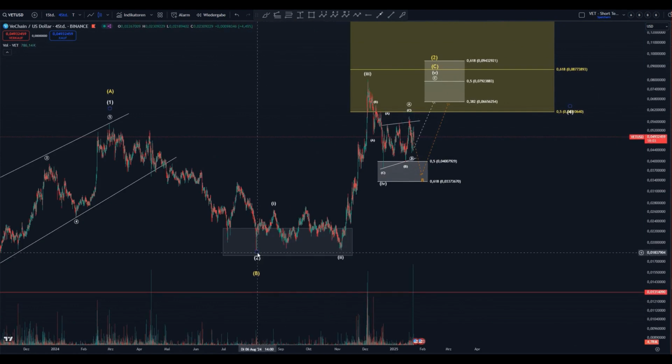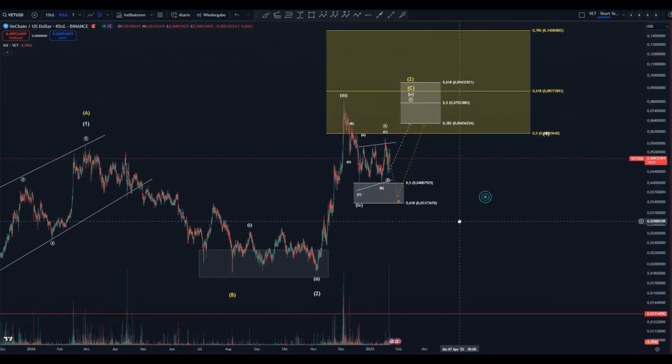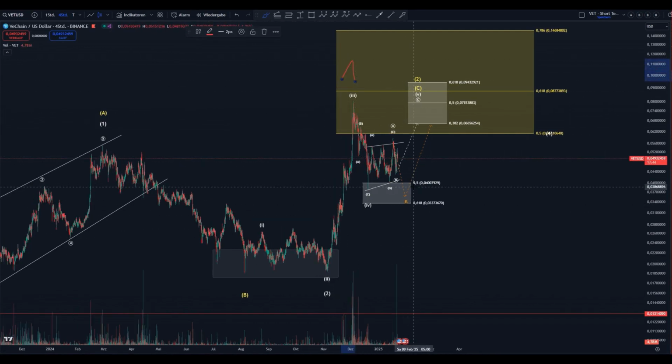That wave 2 would only be here, and we would only be here now. I'll draw that in now in red so that it can be seen better. That this here is just wave 1. That we are correcting downwards here into wave 2.